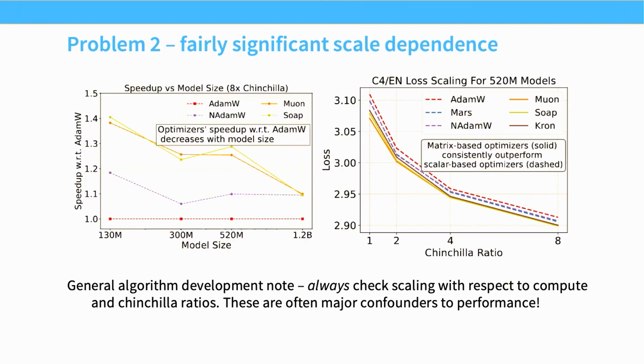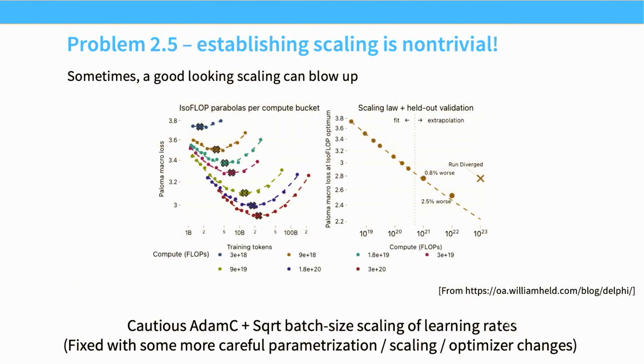In this case, it's not. In this case, you see that the optimizer gains are pretty consistent. The ratios between all the lines are the same at different Chinchilla ratios, but this is not always the case. You always want to be vigilant about both of these scaling factors. That's quite important.